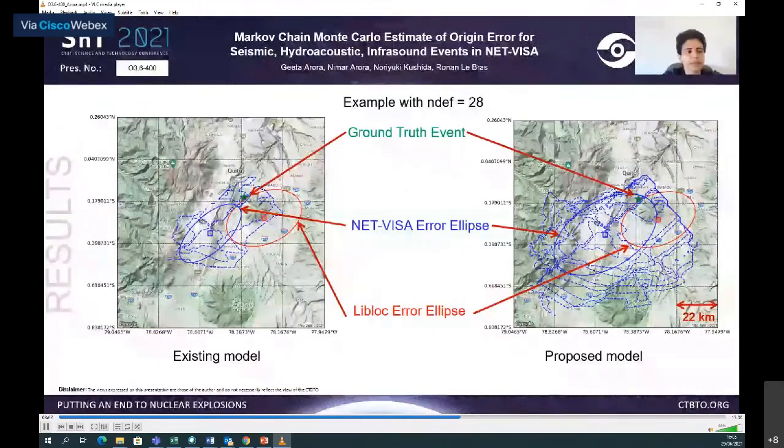Here is the example that we looked at before, the one with disconnected contour lines. With our existing model on the left, the ground truth was outside of our error ellipse because it was in its own little contour, which was disconnected from the main contour. However, with the new model on the right, the contour lines are a lot smoother and the error ellipse expands to include the ground truth event.